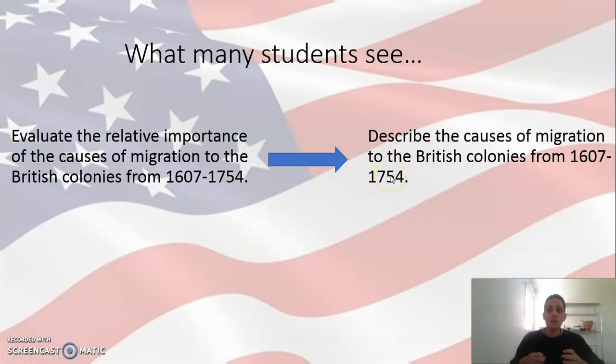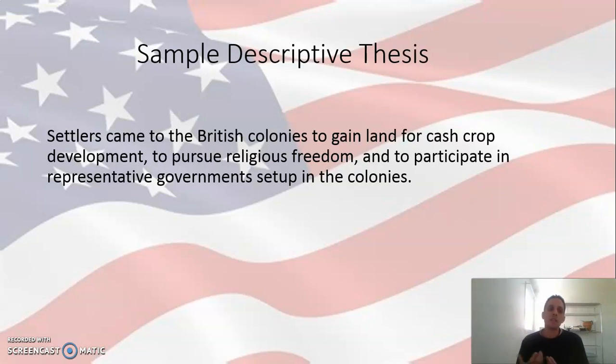That's similar, but if you do that, you've made it much more simple than what the question is really asking you. If you tried to answer this question, all you're really going to do is tell me about reasons why people came to the British colonies, and you're missing the AP level of the question. You're missing the analytical part of it, what makes this question a little bit more challenging. So to give you a sample, if you change this question and in your mind were just answering, oh, what are the causes of people coming to the British colonies? You might end up with a thesis like this.